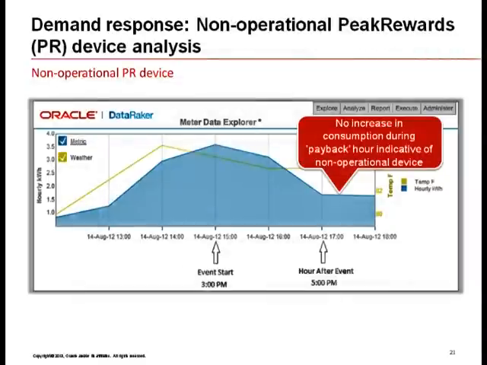Now this is an example of a potential non-operational peak reward device. So if we see, typically there is an increase in consumption during payback hour after the peak reward event. In this case, there is no increase in consumption during payback hour, which indicates a non-operational device. Through field inspection, we confirmed that the device was disconnected and therefore it was not operational. Okay, so with this, I will pause and see if anybody has any question.